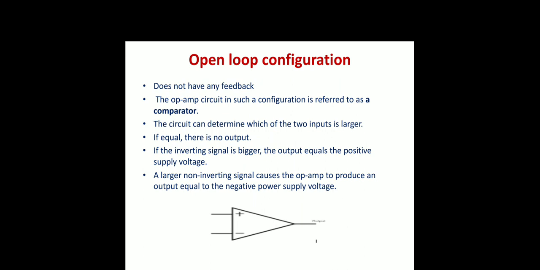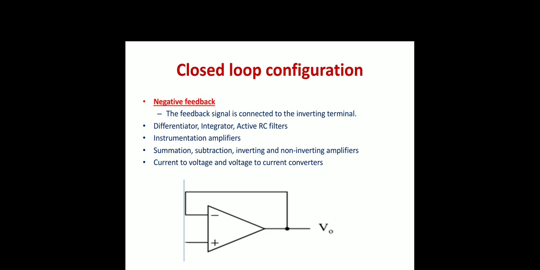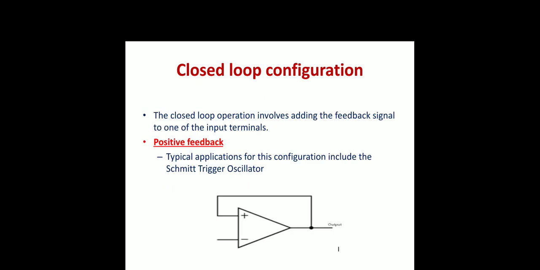In closed loop configuration, it involves adding the feedback signal to one of the input terminals. So there are again two types of feedbacks, positive and negative feedback. Here output is fed back to positive terminal of op amp in the diagram. Typical application for this configuration includes Schmitt trigger oscillator.